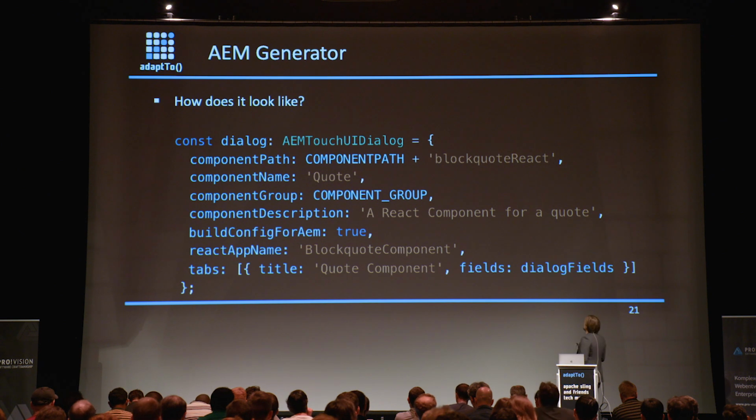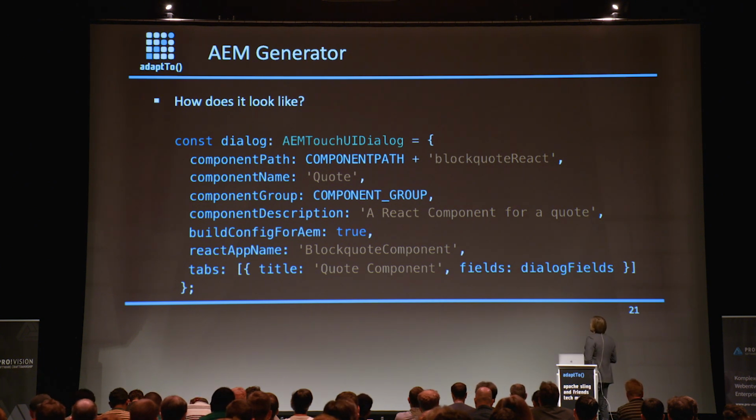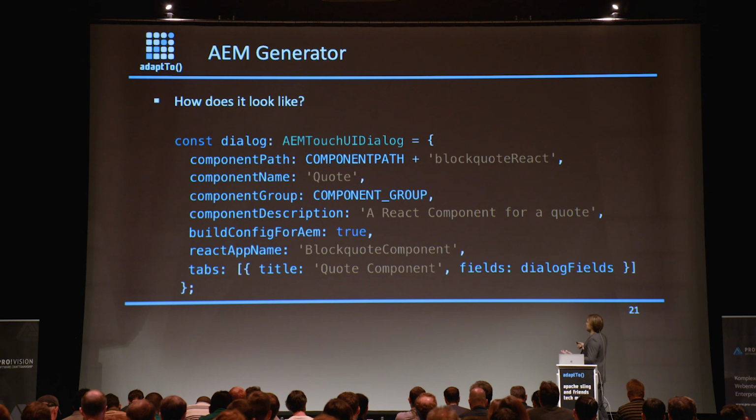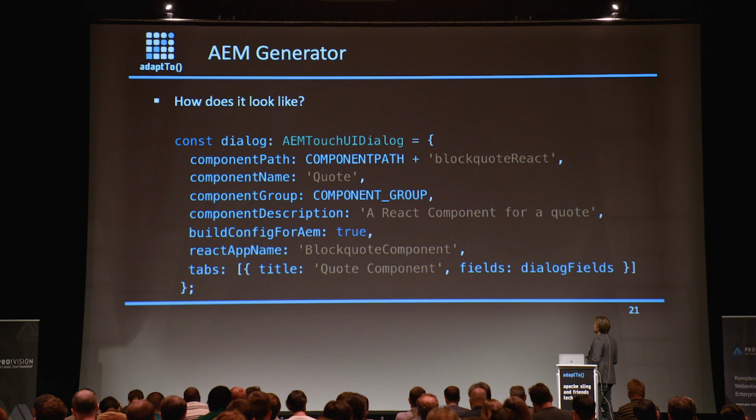But in our project, we say when it ends with React, we just know that's a React component instead of a normal HTML component. Then you have your name, the component group, also to not make any typos. This also comes from the common TS. Description is optional. Build config for AEM is just a Boolean value to indicate if you want to just create your dialog or if it should build everything for you. React app name is something special here for that project. And then the important one here is tabs.